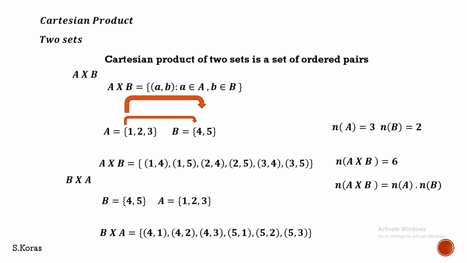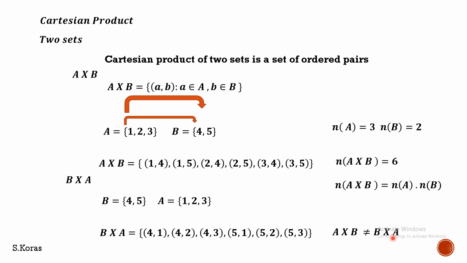If you see these A cross B and B cross A, surely A cross B will not be equal to B cross A, because (1, 4) is not equal to (4, 1). If you consider this as the first place and this as the second place, in the first place 1 sits and in the second place 4 sits, but here it is not so. In the first place 4 sits and in the second place 1 sits. So these two are not equal to one another. So A cross B and B cross A will not be equal to one another.